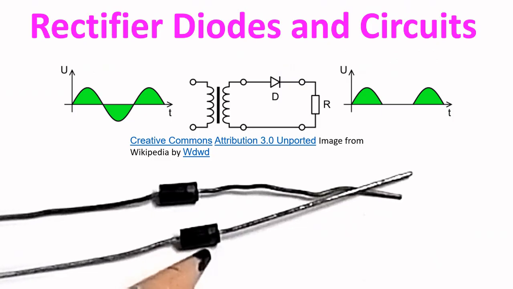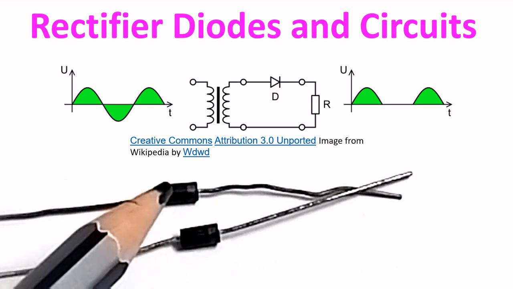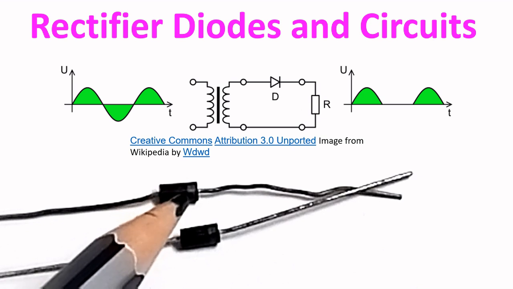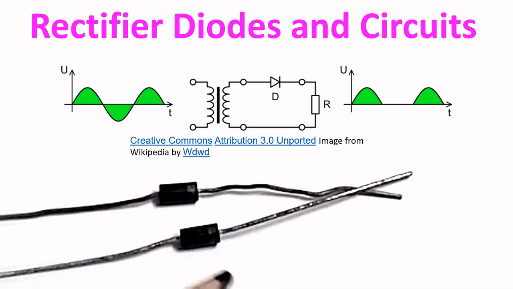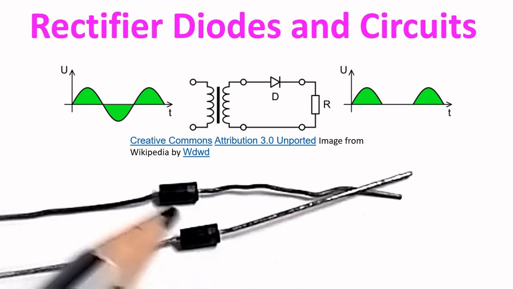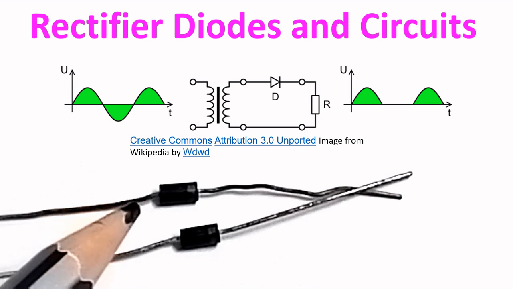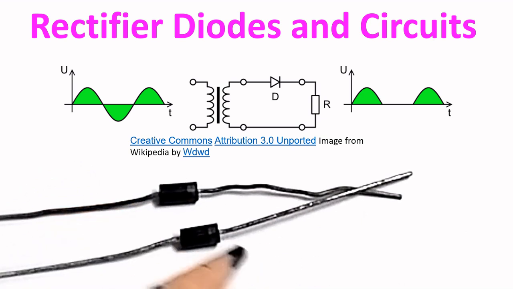These are a couple of rectifier diodes which can be used to convert AC to DC. This region is the cathode and this region is the anode. The cathode is marked by a ring. You can see a small white ring here. Here also the ring is there, though it is a little more faded. So this will be anode and this will be cathode for the diode.